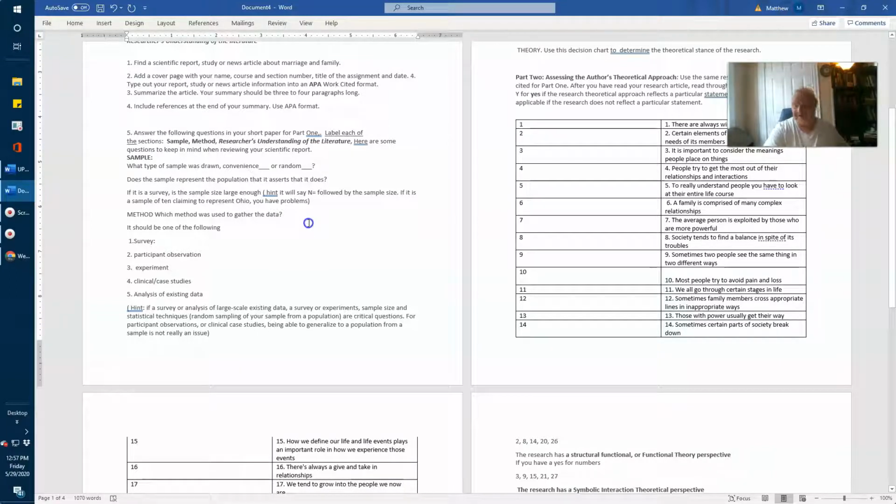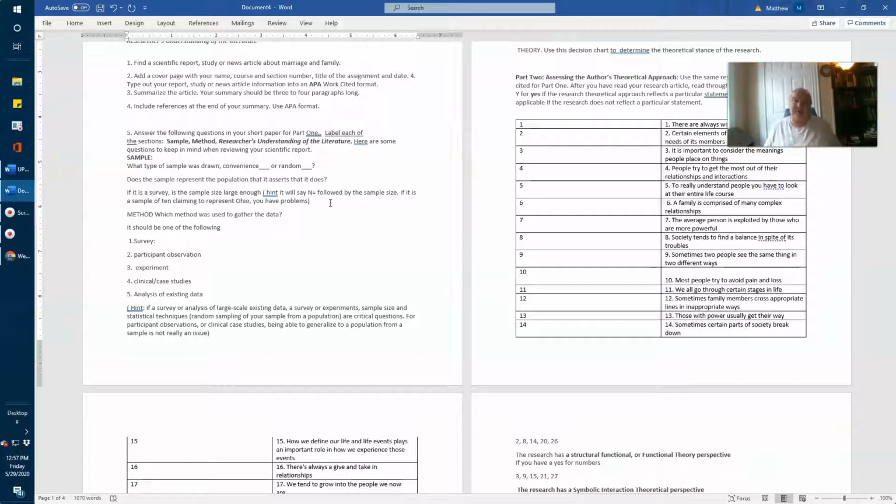Is a sample size large enough? N followed by a sample size. Here's an example. If the N is 12 people and you're making an assertion about the state of Ohio, or even Dayton or Montgomery County where Dayton sits, you've got a problem, right?